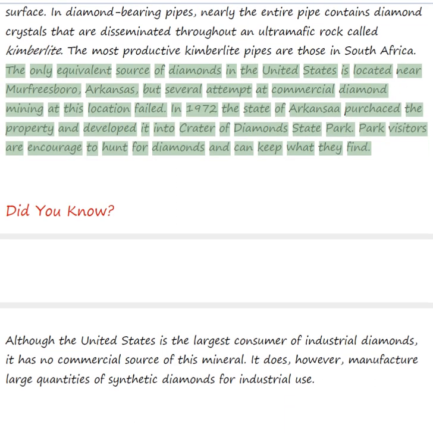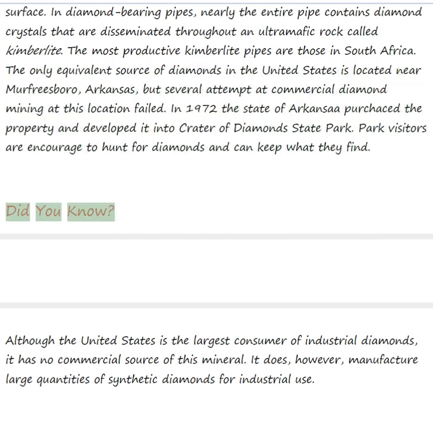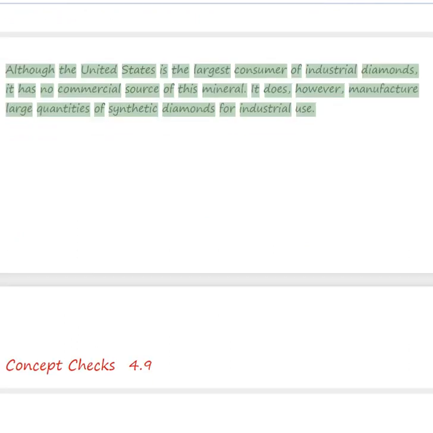The only equivalent source of diamonds in the United States is located near Murfreesboro, Arkansas, but several attempts at commercial diamond mining at this location failed. In 1972, the state of Arkansas purchased the property and developed it into Crater of Diamonds State Park. Park visitors are encouraged to hunt for diamonds and can keep what they find. Did you know? Although the United States is the largest consumer of industrial diamonds, it has no commercial source of this mineral. It does, however, manufacture large quantities of synthetic diamonds for industrial use.